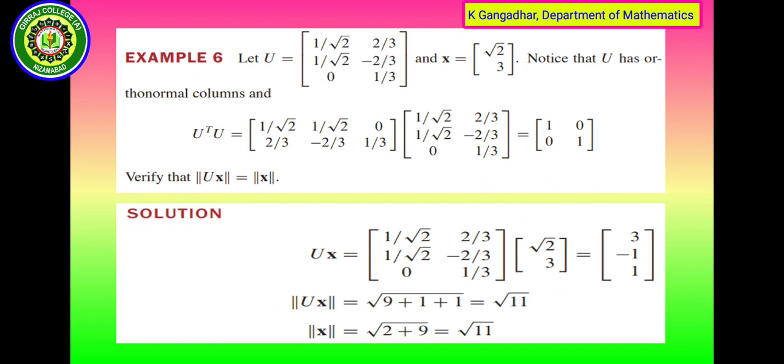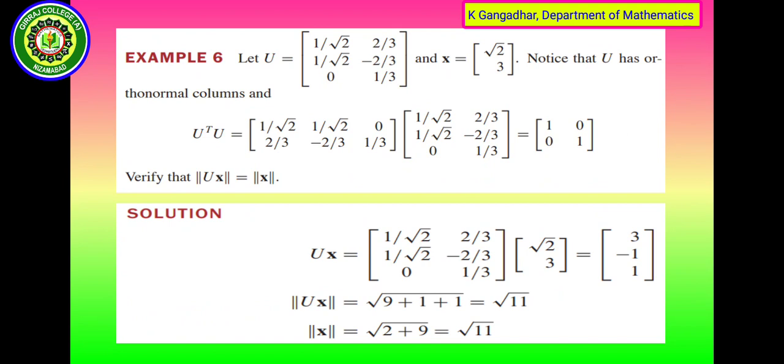First we find the Ux value. U into x means the matrix 1 by root 2, 2 by 3, 1 by root 2, minus 2 by 3, 0, 1 by 3, into the vector root 2, 3. The result value we get is 3, minus 1, 1. It is the Ux value.